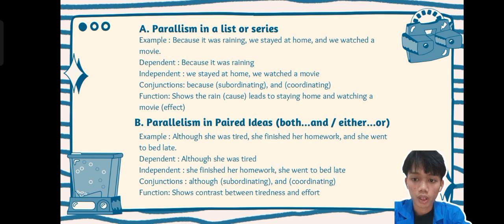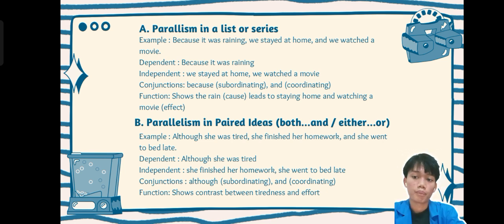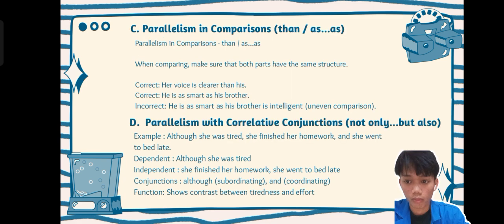The next type of parallelism is in paired ideas, usually using both and, or, either or. Incorrect sentence: He wanted to study medicine and be a doctor. The correct sentence is: He wanted to study medicine and to become a doctor. Both verbs share the same infinitive form, to plus verb, which creates balance and clarity.